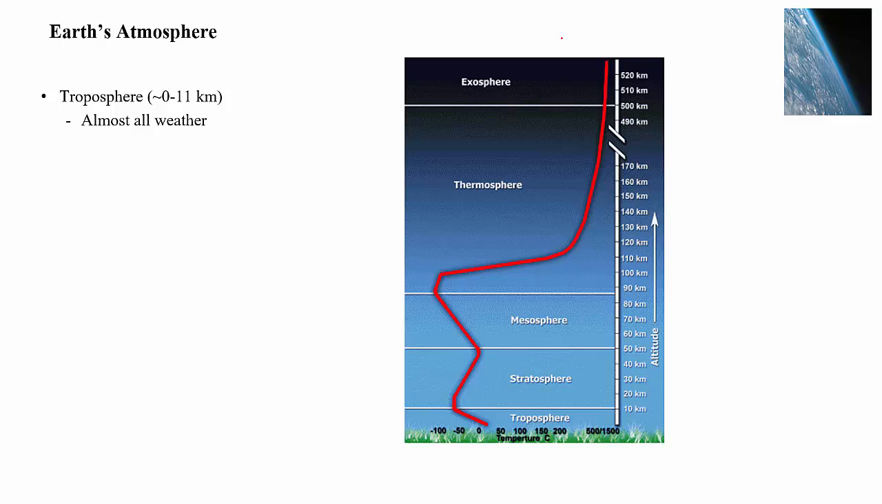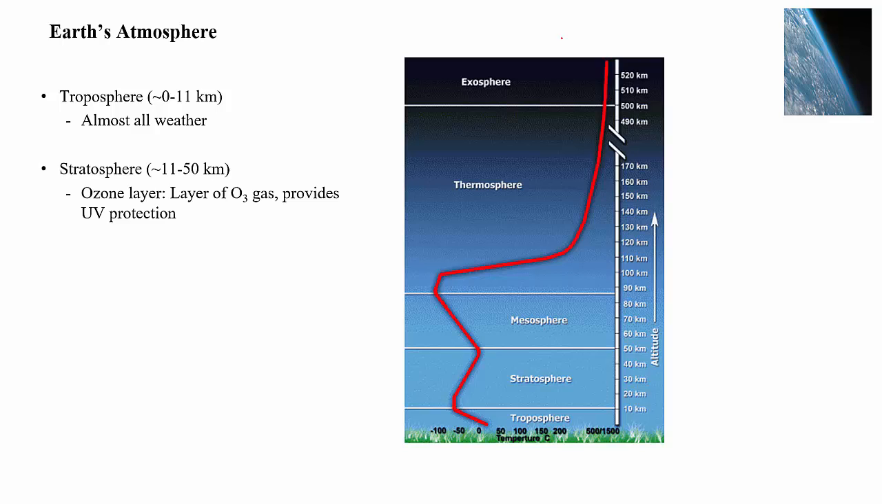I should mention that it does vary a little bit with latitude. If you're at the poles, the troposphere is thinner, and if you're at the equator, the troposphere is a bit thicker, but on average 0 to 11 kilometers. This is the layer, of course, where we live. It's the layer where most weather happens. Almost all clouds and precipitation happen in the troposphere, so most snow and rain are in the troposphere.